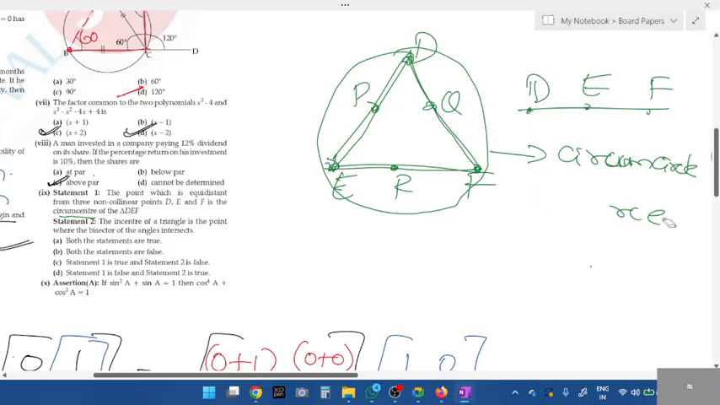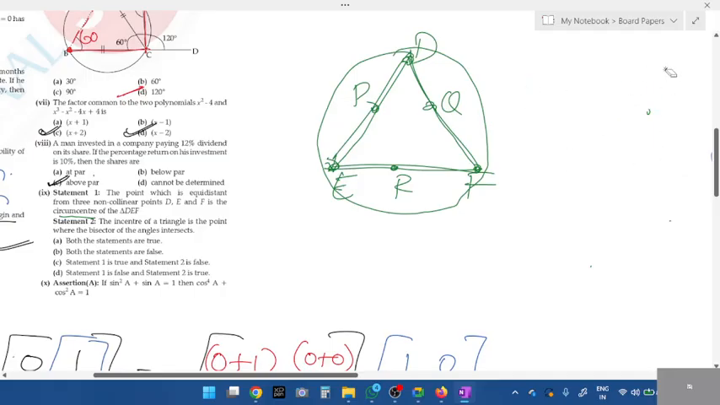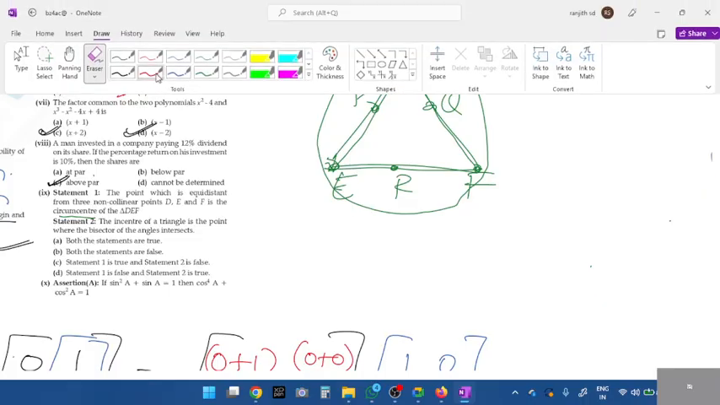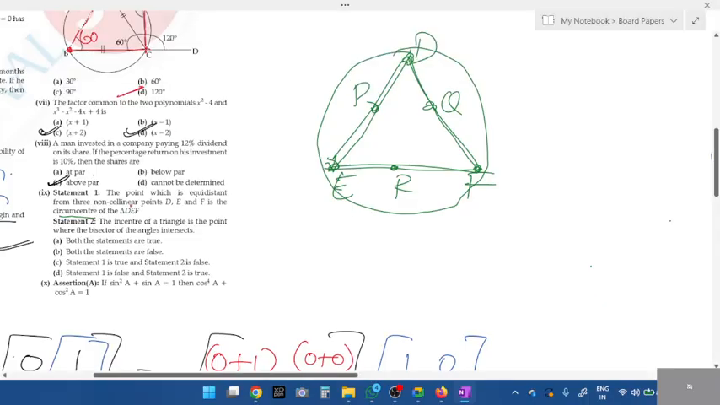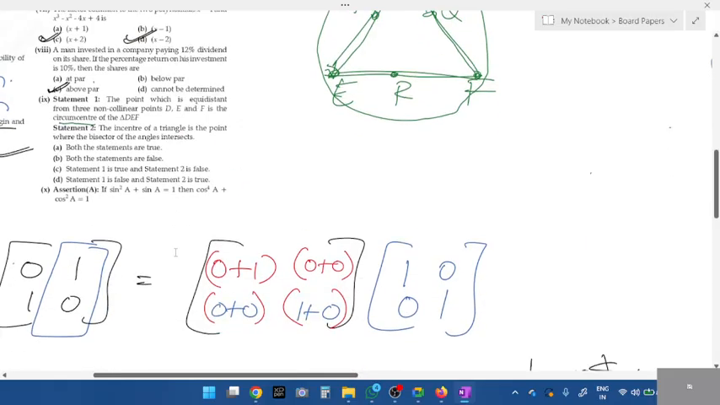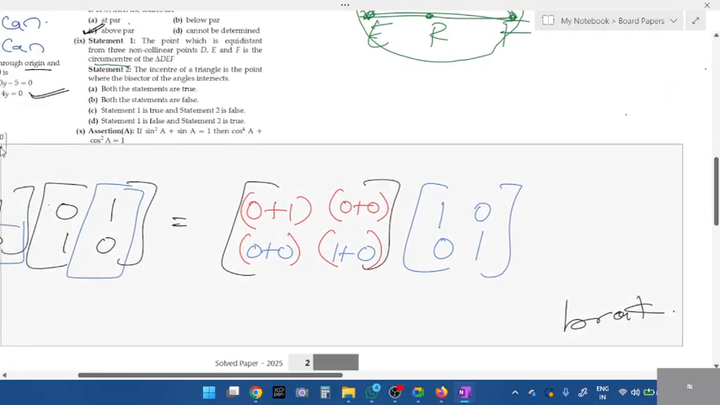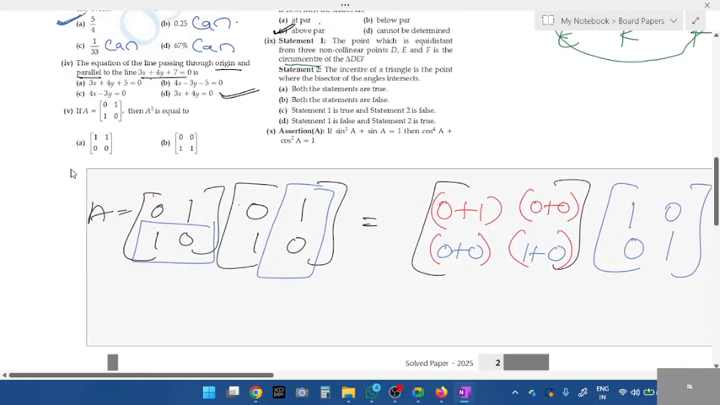What is the question asked? Look at the first question, and from the past 2-3 years, this is what they're asking. Statement 1 and statement 2, students. Statement and assertion. They'll give you two statements. The point which is equidistant from 3 collinear points is the circumcenter of DEF. Let me explain tomorrow. It's a lengthy concept. The answer is true. It is true for both. We'll do it tomorrow. Okay, we'll start the next one.